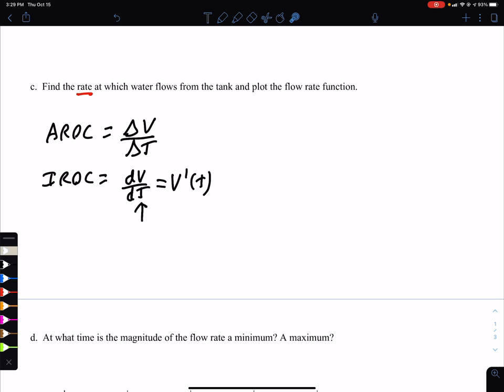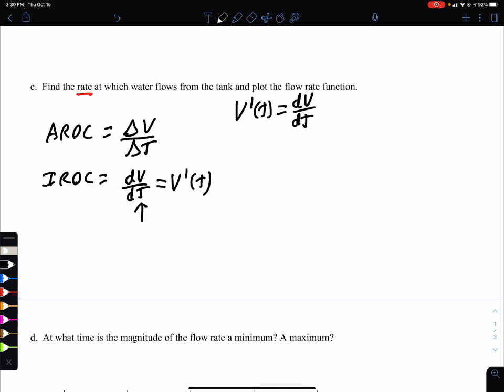Now, this wants the rate at which water flows from the tank, and plot. They want the rate at every single time. That means they want the instantaneous rate all over. Another hint, it never says average. So it's implied in this rate that it's instantaneous. It's implied they want the derivative. So V prime of t, understand what it's telling you. It's telling you the change in volume as time changes.